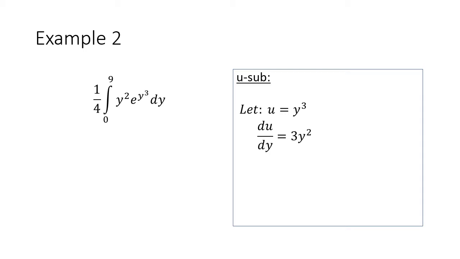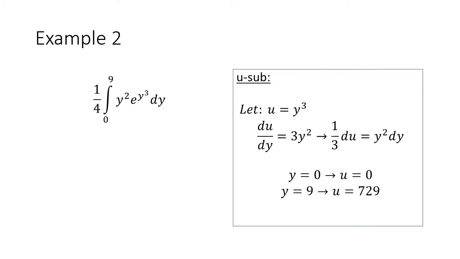But what I try to do is try to match it up. Can I substitute everything exactly? Can I rewrite my expression with du dy to make a really easy substitution? And I can. I can see that 1/3 du is equal to y squared dy, so that I can get rid of the y squared and the dy, and all it's going to cost me is scaling it by a 1/3. And then also when we use u sub, don't forget to change your limits of integration.